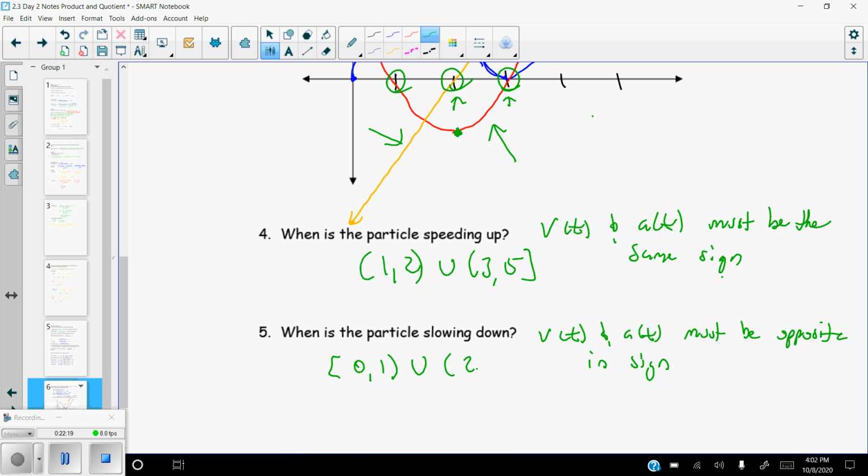And notice that there are parentheses on all of them except for the endpoints here. That's because when they actually hit those specific marks, one of the velocity or acceleration functions is 0, so there's technically no sign there. So we can't really include those points. There's actually some debate about that in the calculus world, but for now we're just going to go with open parentheses, only closed parentheses on the endpoints in this case.